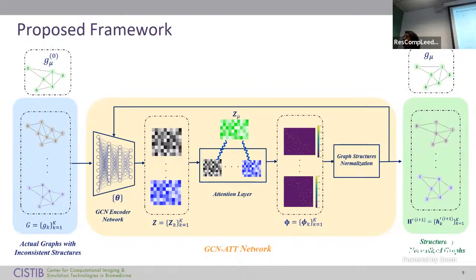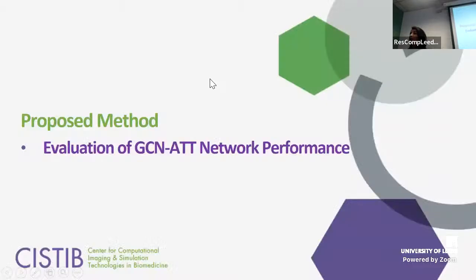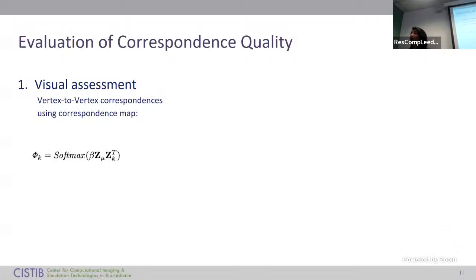So after that, we will have a population of data with correspondence between all of them, and our method is also able to learn the atlas shape. So given the normalized population, we can now use a generator network like a variational autoencoder to generate synthetic data, and the whole framework works by minimizing the loss function. So here is the evaluation of our work.